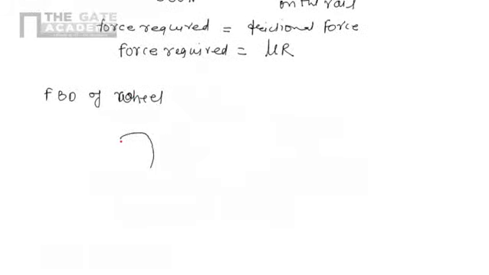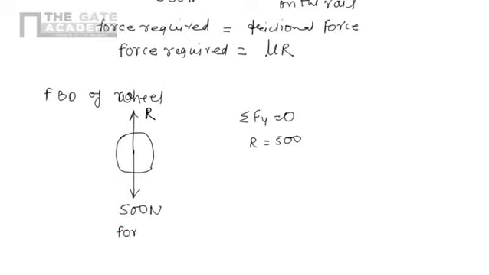This is the free body diagram. Here the weight is acting, it is 500 Newton, and there will be a reaction R. I am drawing the free body diagram representing only the forces in the y direction, because I just want to know the value of R. So by sigma Fy equals 0, the algebraic summation of all vertical forces should be 0, we can easily write R equals 500 Newton.